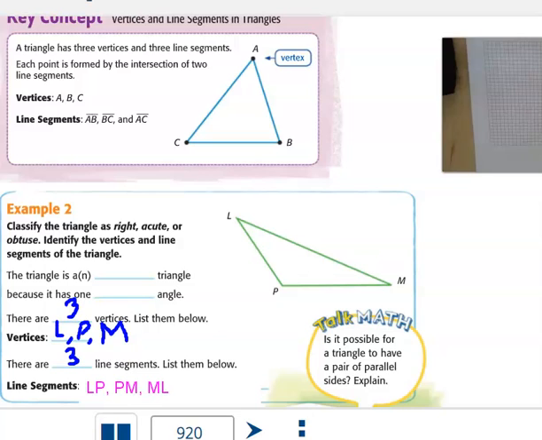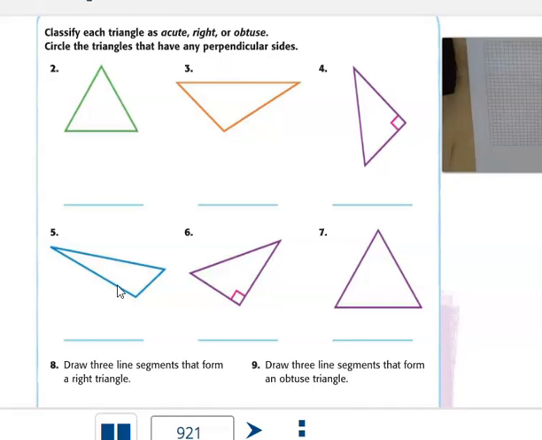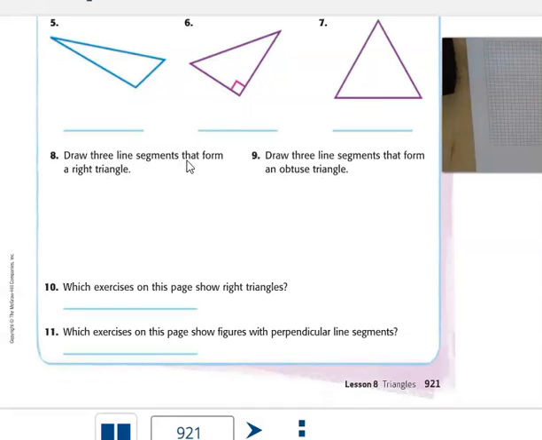I'll continue on. Okay, so when you start your independent work, you just classify each triangle. Remember, if it has 3 acute angles, acute. If it has an obtuse angle, it's obtuse, and if it has a right angle, it's right. Then circle the triangles that have perpendicular sides. So remember, perpendicular are the lines that form a right angle. So hopefully that'll narrow down your options. Now in number 9, you're going to draw 3, so make sure you are clear about which one is the right triangle. It should look like an L no matter which way it's facing.